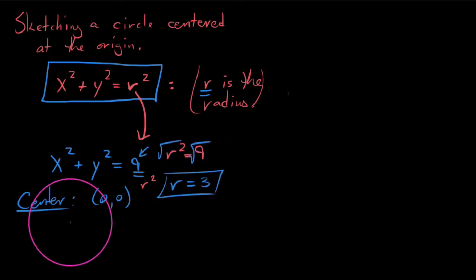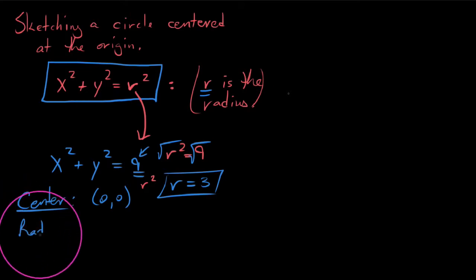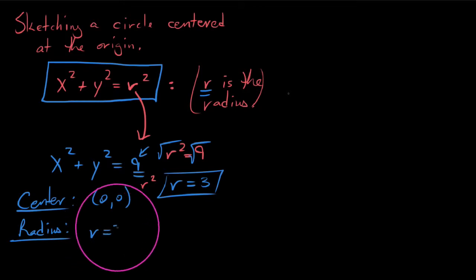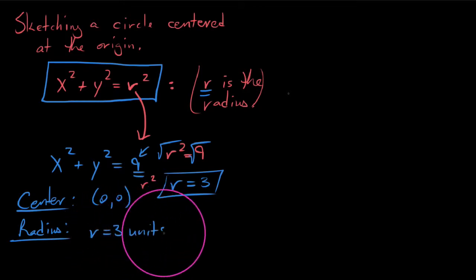Now you might be thinking plus or minus 3 or 3, and in this case, since we're describing a physical distance, we're going to say that the radius is just 3. We're going to put 3 units.